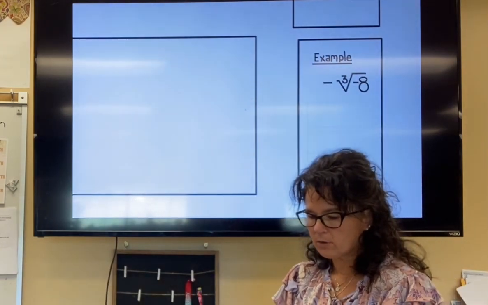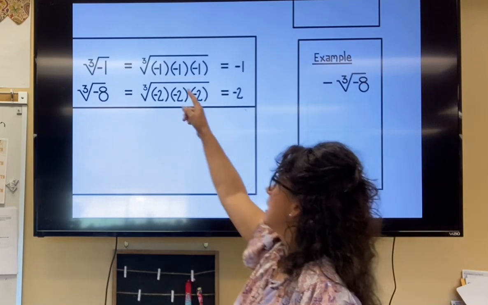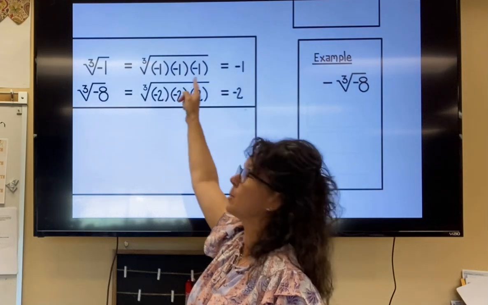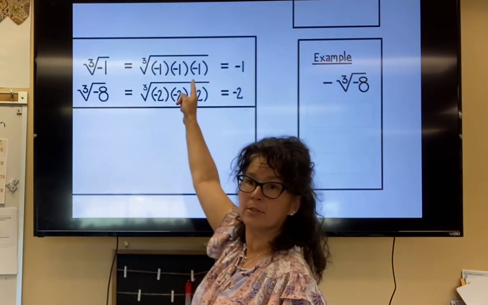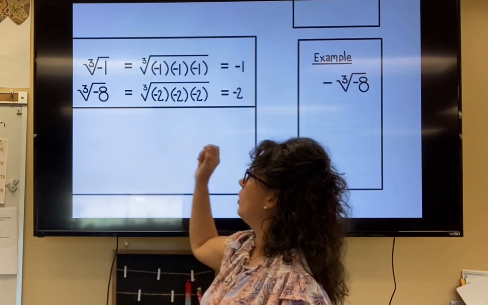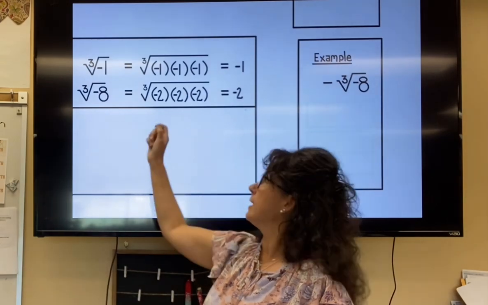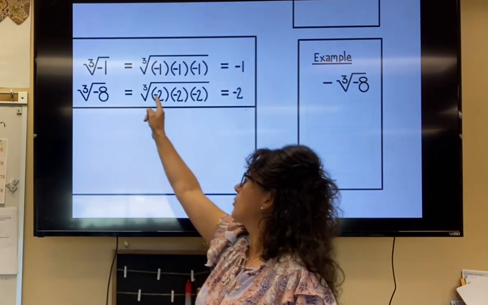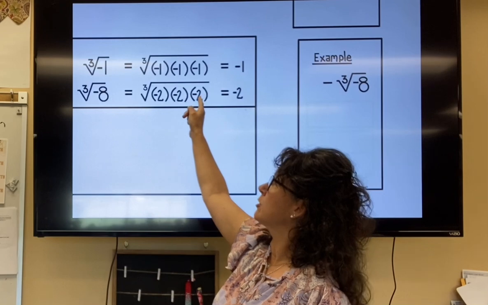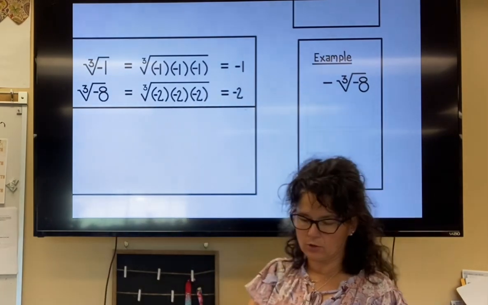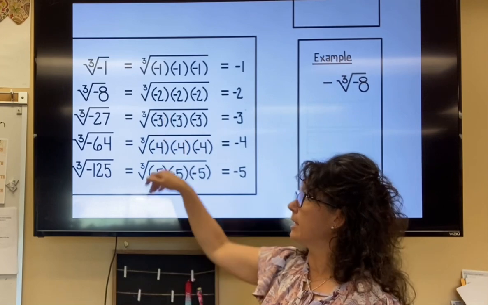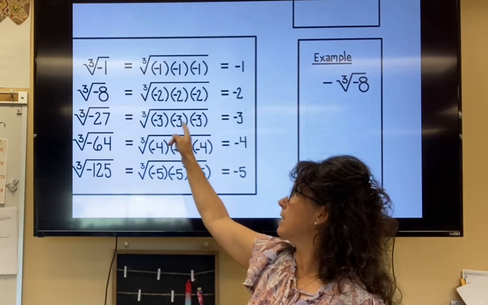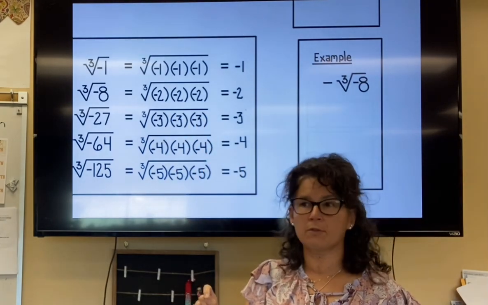The reason is -1 times -1 times -1 is -1. See how that's 3 of a kind? There are 3 identical numbers, so the answer is -1. The number -8 is -2 times -2 times -2, so I have 3 identical numbers multiplied together, and the cube root of -8 is -2. You can continue on, I just listed a handful more. Cube root of -27 is -3 times -3 times -3, which is why it's -3.